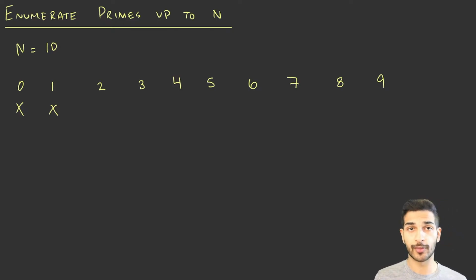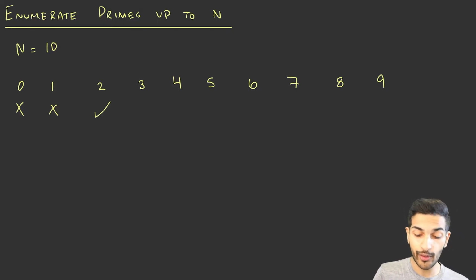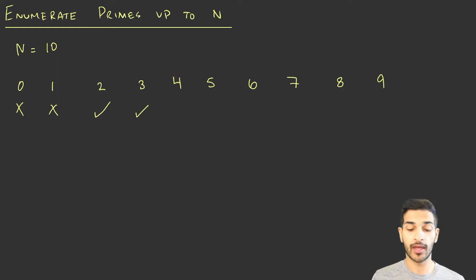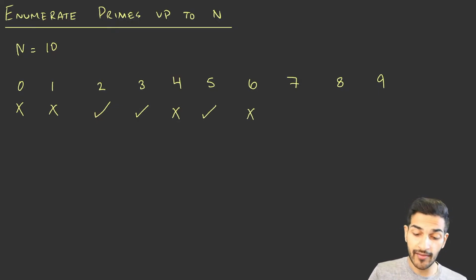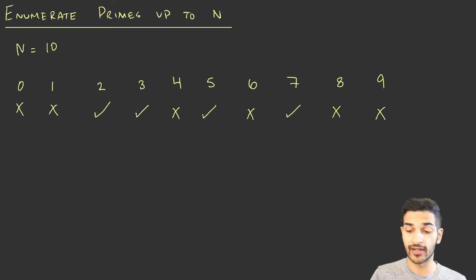2 is only divisible by 1 and 2, and it is the only even number that is prime. 3 is only divisible by 1 and 3, so it is also prime. 4 is divisible by 2, so it's not prime. 5 is prime. 6 has factors 2 and 3, so it is not. 7 is prime. And then 8 has factors 2 and 4, and 9 has factors 3.